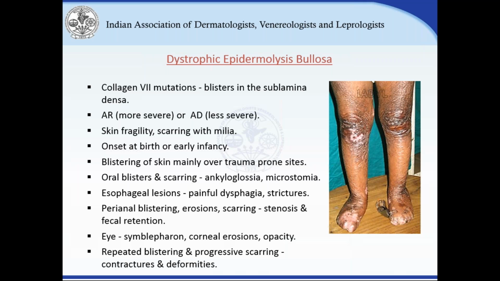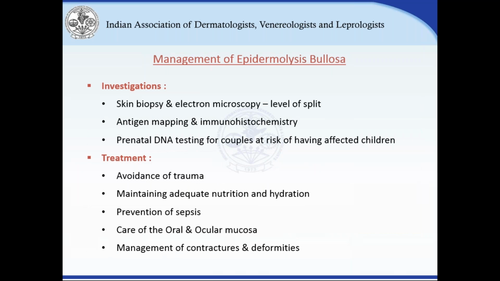The onset is again at birth or early infancy, and blistering of the skin mainly over trauma-prone sites. There are oral blisters and scarring, so there may be ankyloglossia and microstomia. Esophageal lesions are painful with dysphagia and strictures. Here too there may be perianal blistering, erosions, scarring with stenosis and fecal retention. In the eye, similar to the oral cavity, there is symblepharon and corneal opacities. Repeated blistering and progressive scarring leads to contractures and deformities. These are the genetic blistering disorders.